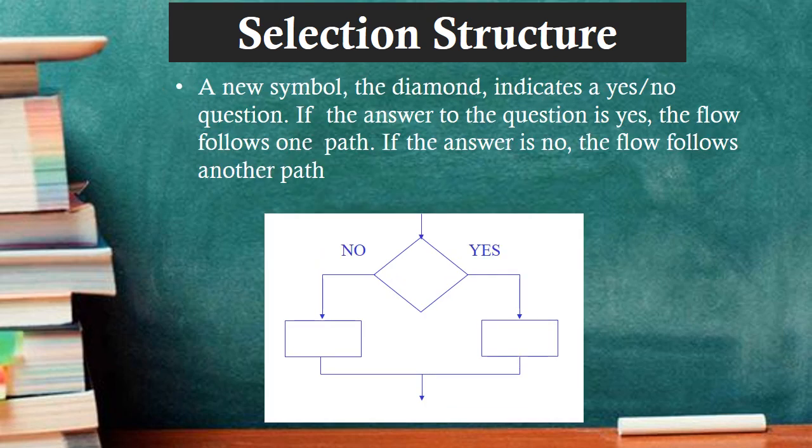A new symbol, the diamond, indicates a yes or no question. If the answer to the question is yes, the flow follows one path. If the answer is no, the flow follows another path. So according to this, the condition is checked, and if the condition is true, the true part will be executed, otherwise the false part will be executed.